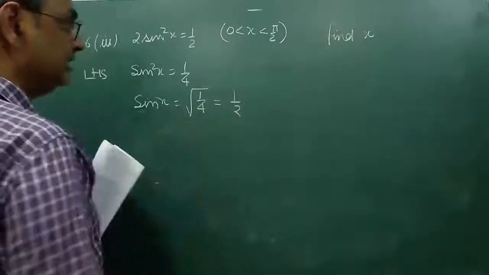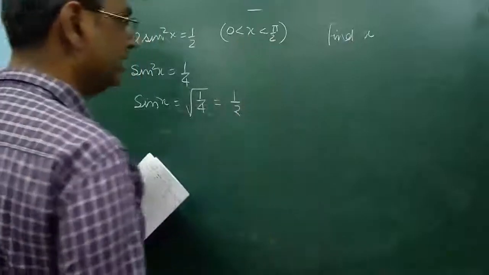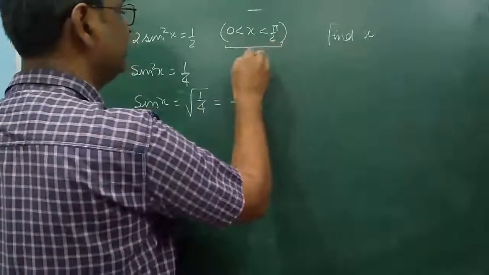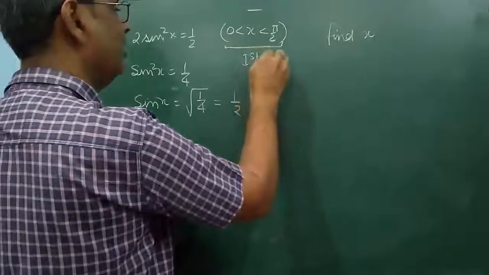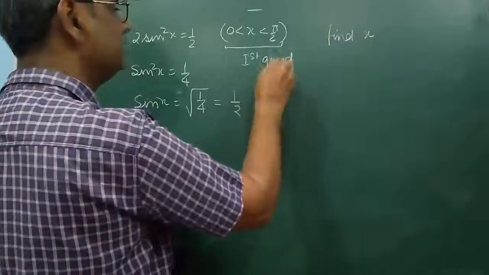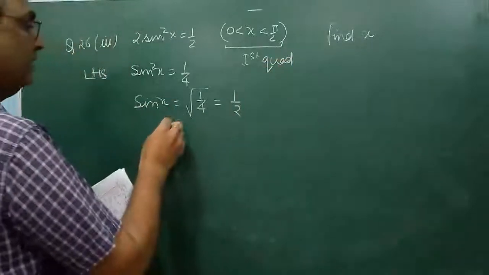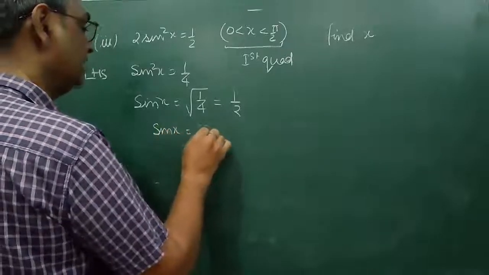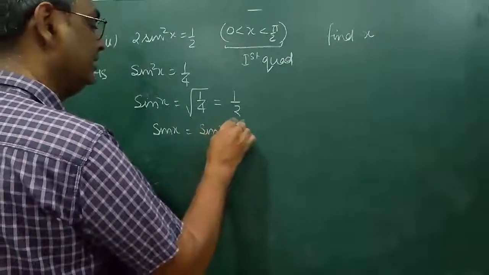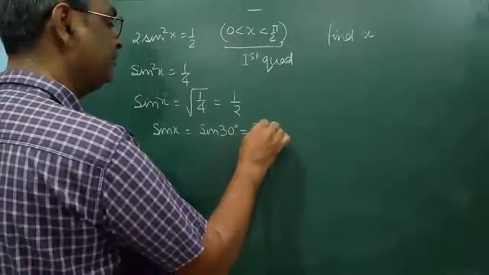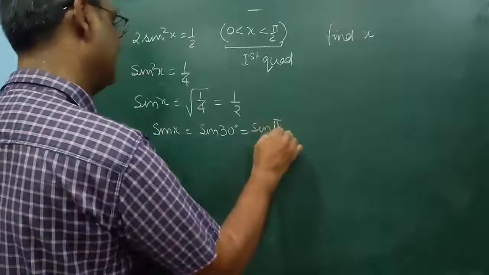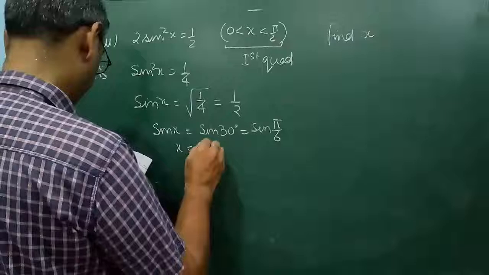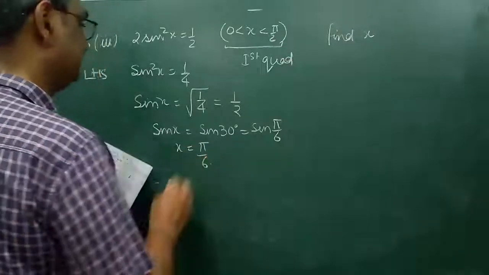We will not take plus and minus because in the first quadrant, which quadrant is this? First quadrant. All trigonometric functions are positive. Therefore sin x is equal to sin 30 degree is equal to sin pi by 6. So x equal to pi by 6.